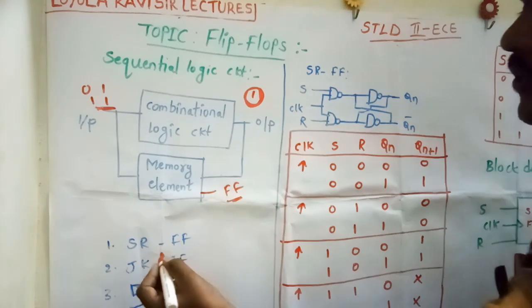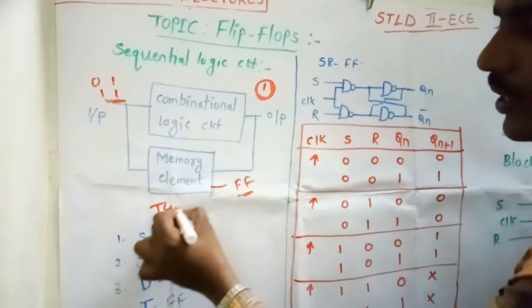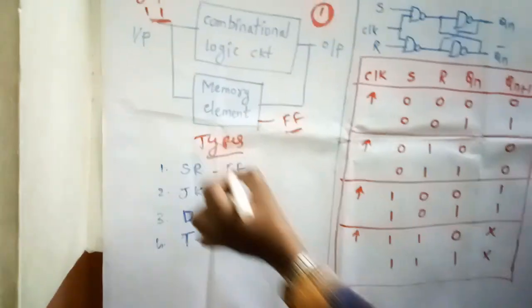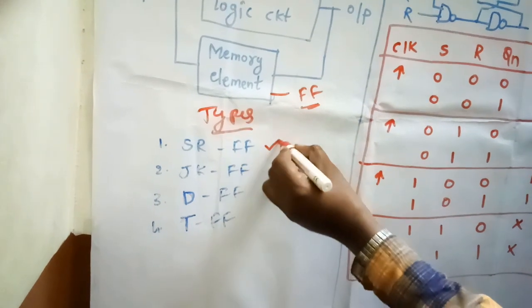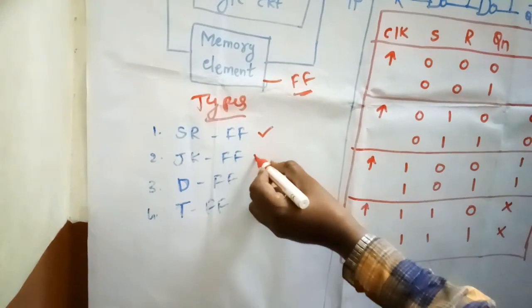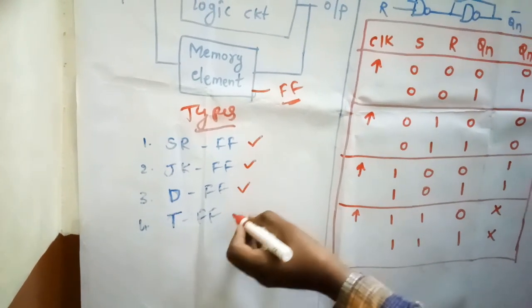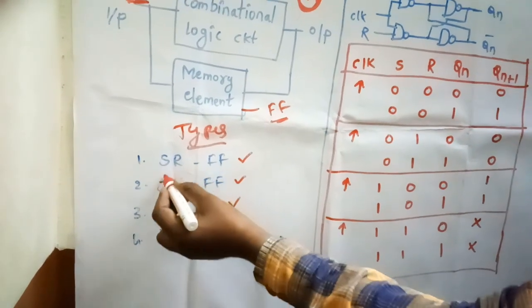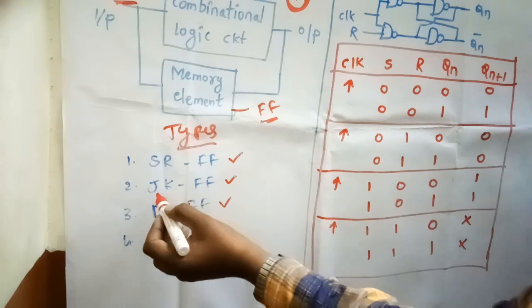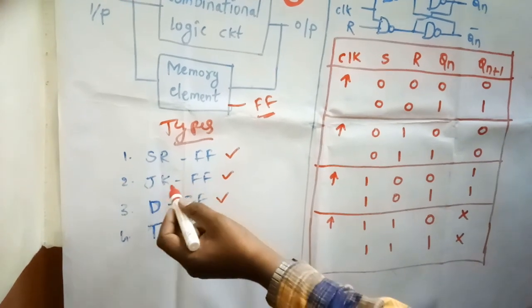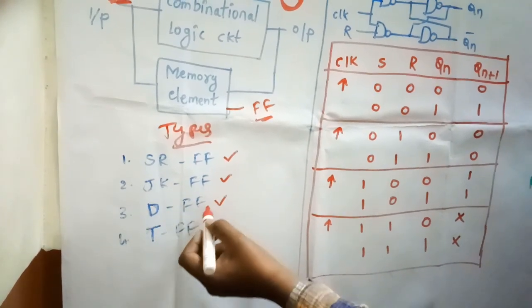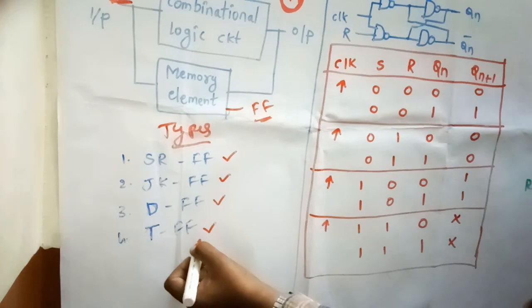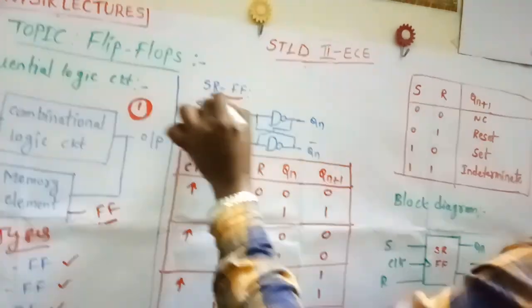And coming to the types of flip-flops. Here are the types of flip-flops. One is the SR flip-flop, second is the JK flip-flop, third is the D flip-flop, and the last one is the T flip-flop. SR is nothing but set reset flip-flop. JK is named after scientists, that is the JK flip-flop. D is the delay flip-flop and T is the toggle flip-flop. Let us go to the first one, the SR flip-flop.